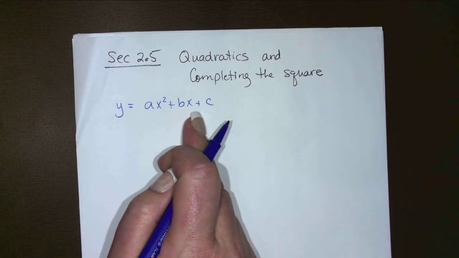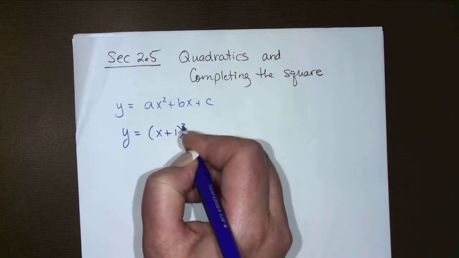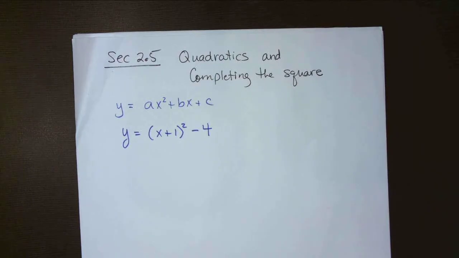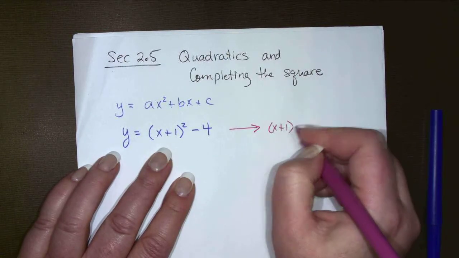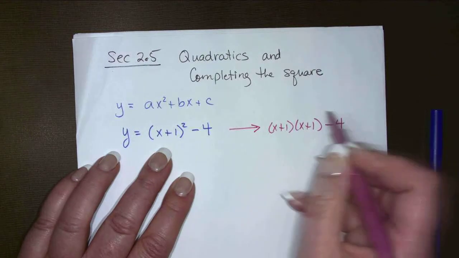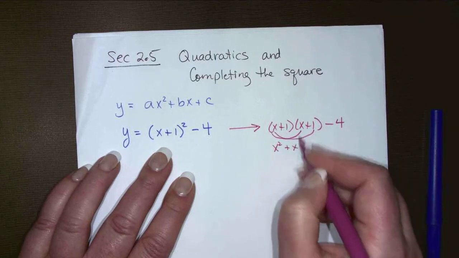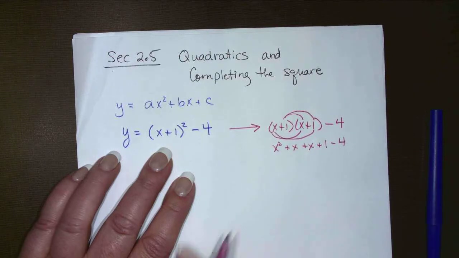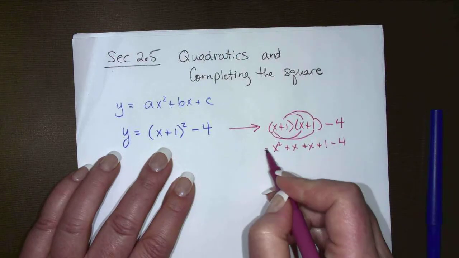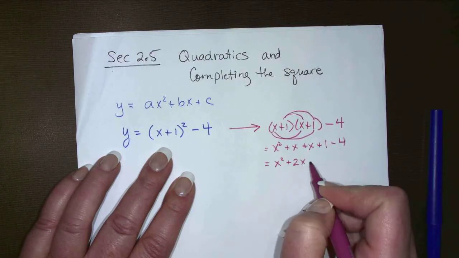So this is what we did last class. And if we give a quadratic in a completed square form, it will look like this. Now, if we take this x plus 1 all squared, that's x plus 1 times x plus 1, minus 4. We can FOIL. I'm just rewriting the minus 4 because that was on the end. So what do we have here as a quadratic in standard form? x and x is 2x, 1 minus 4 is minus 3.